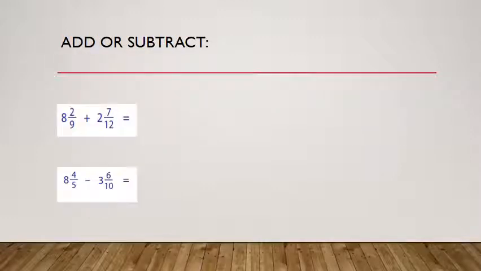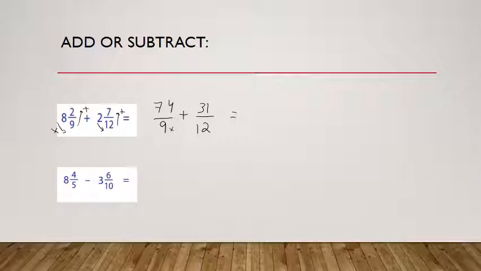Now if I want to add or subtract two mixed numbers, I have to change them from mixed to improper. How? By multiplying. 8 times 9 is 72, plus 2 is 74 over 9, plus 2 times 12 is 24, plus 7 is 31 over 12. Now how do I add them? I can't, because I don't have the same denominator. How do I make them the same?